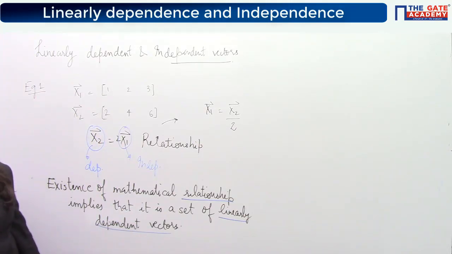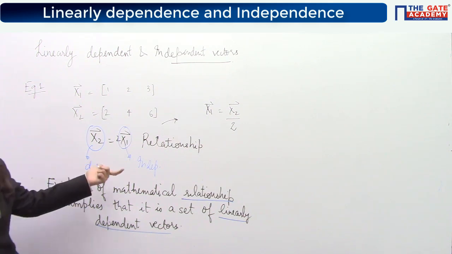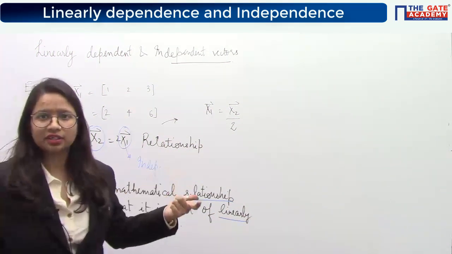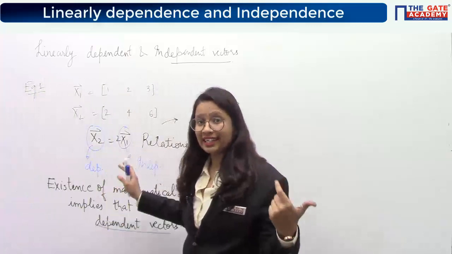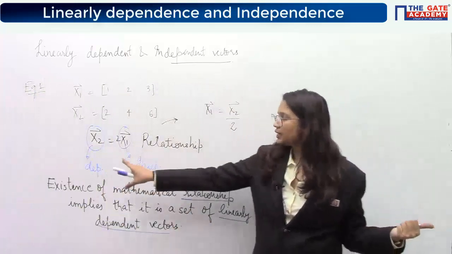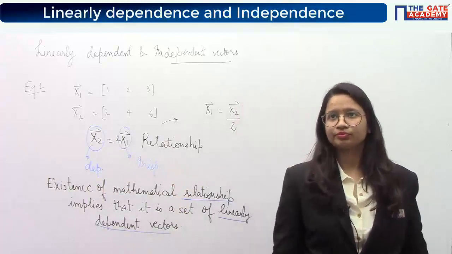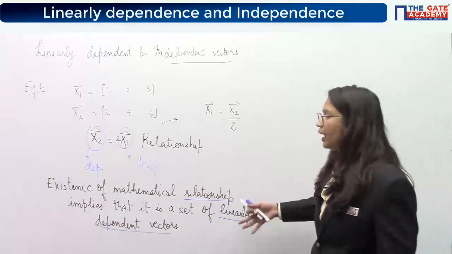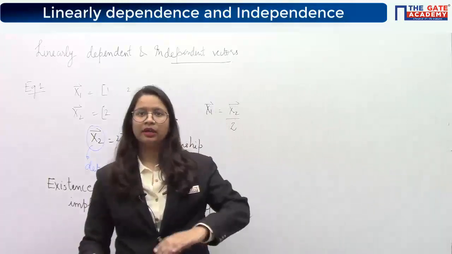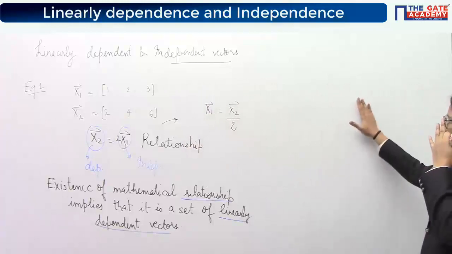Any mathematical relationship, if there are only two vectors, then the mathematical relationship that is possible for linearly dependent vectors is only this one. Okay? Is only this one. And I'll generalize this concept for n vectors also, so wait for some time. Okay, so I think you have understood the point.